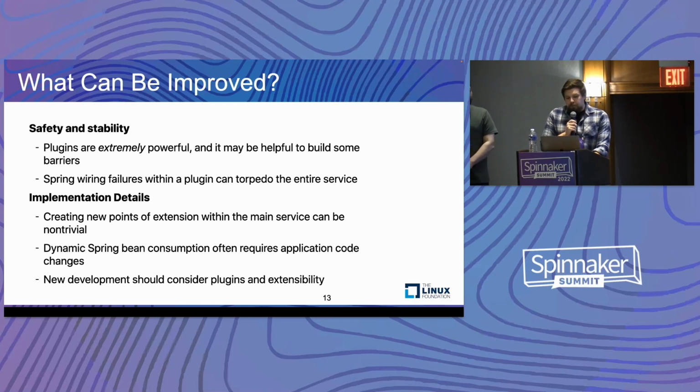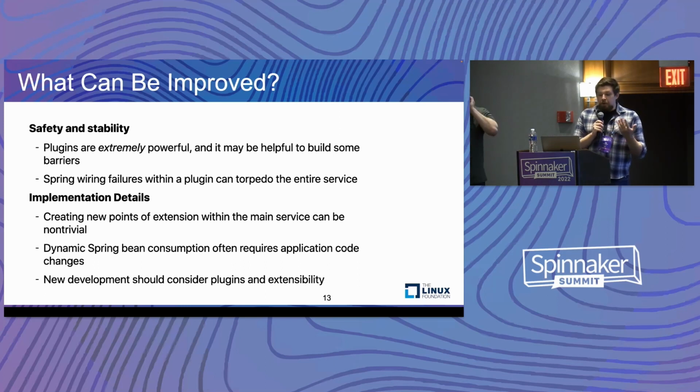But along the way, we did find some items that would be good candidates for refinement. The most critical is safety and stability. Plugins are very, very powerful, but that power magnifies the risk tremendously. As mentioned before, plugins have access to absolutely everything within Spinnaker. It might be useful to control what Spring resources and beans a plugin can use and mitigate some of the plugin risk that way.